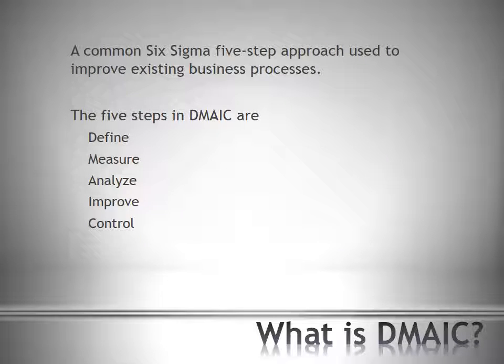What is DMAIC? Usually, an organization uses the DMAIC methodology to improve a current process performance. This common Six Sigma 5-step approach has typically been used to improve manufacturing processes. However, it is now being used in other functional areas, such as the service industry.